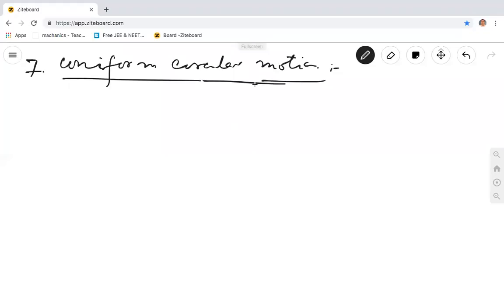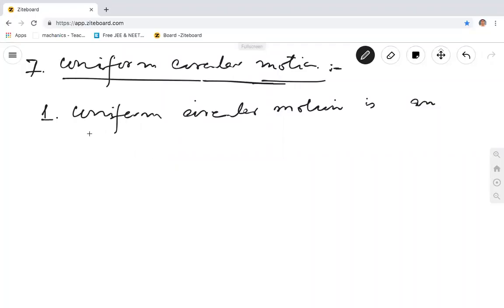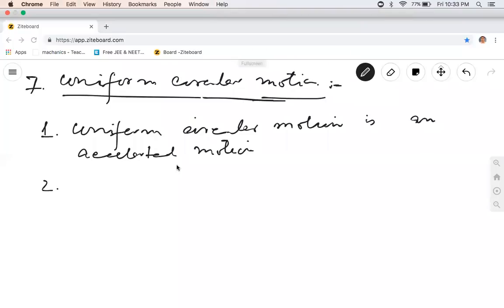So uniform circular motion is very common in nature. First of all, let me tell you what uniform circular motion is. First of all, uniform circular motion is not a uniform motion. I mean, the velocity is not constant. When a body moves in a circle, definitely its velocity changes. So first of all, I must write it. Uniform circular motion is an accelerated motion. This is the first thing that you need to remember. If it is accelerated motion, that means there must be acceleration in circular motion, isn't that so? Yes.